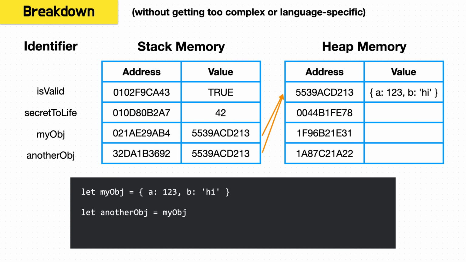Now let's say we create another object. anotherObj equals myObj. So what we've done is set this object's value to the same memory location. So they have a pointer to the same memory address where this object is stored.